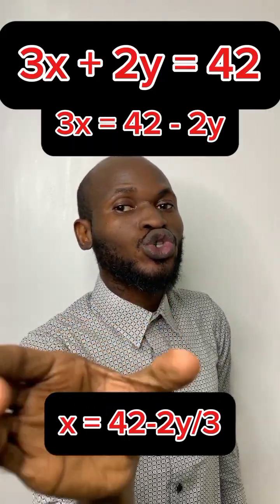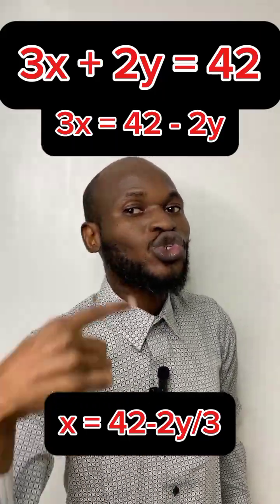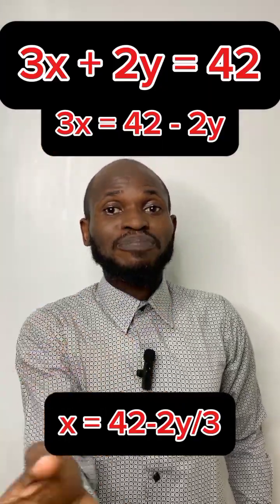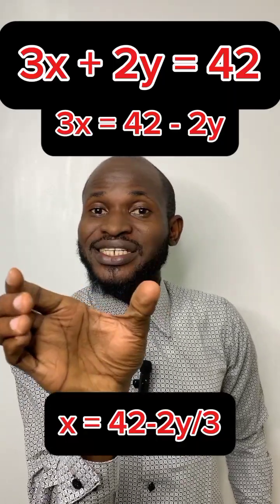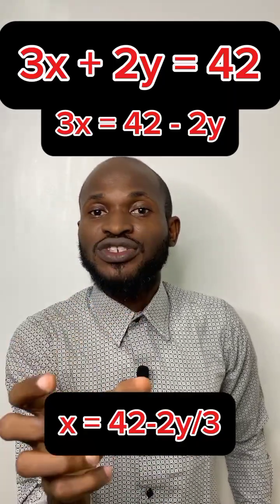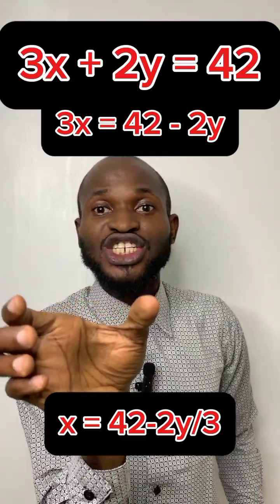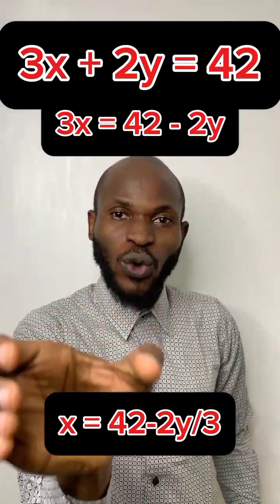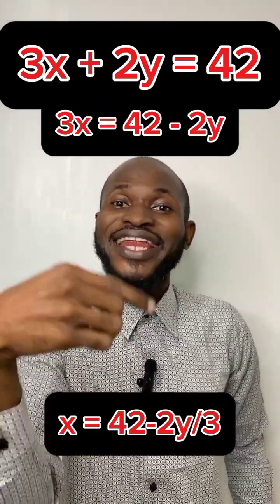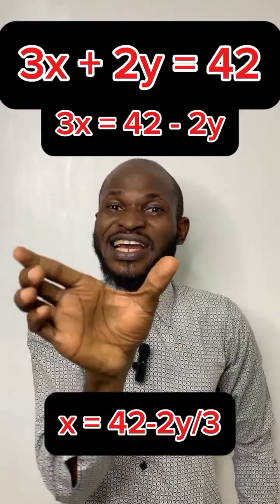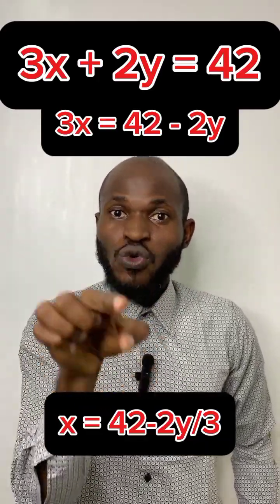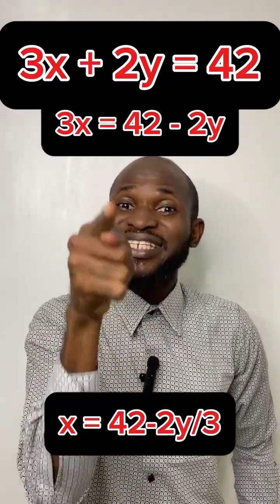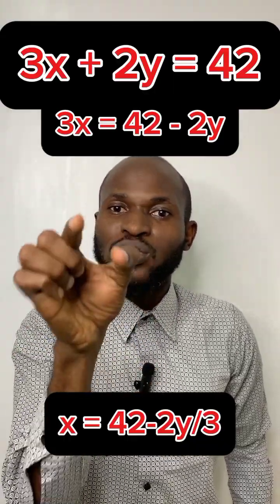This is the substitution equation which we are going to use eventually. This equation now, x is equal to 42 minus 2y over 3, will now be the equation that we are going to note as the substitution equation, which we are going to use to find x eventually, because we are equating x to 42 minus 2y over 3. 42 minus 2y over 3 is now x. Now, x is now equal to 42 minus 2y over 3.